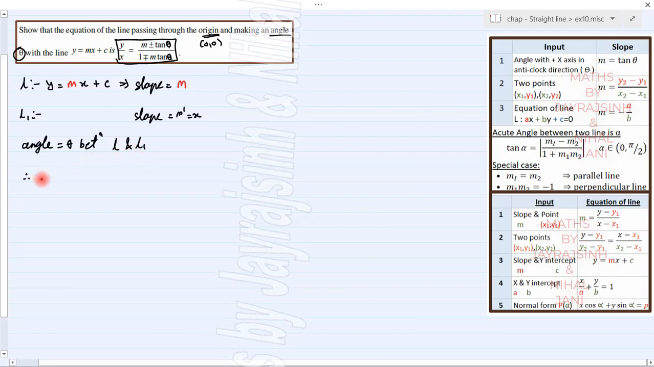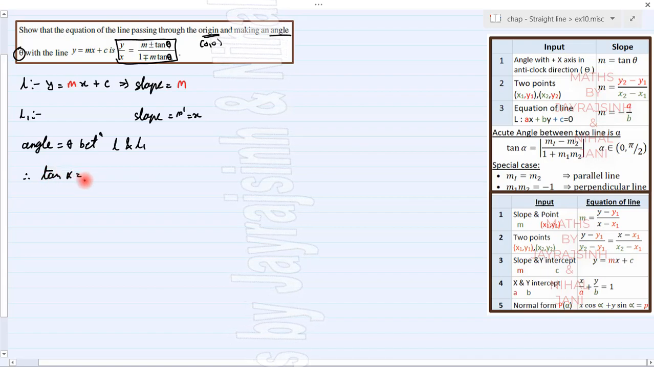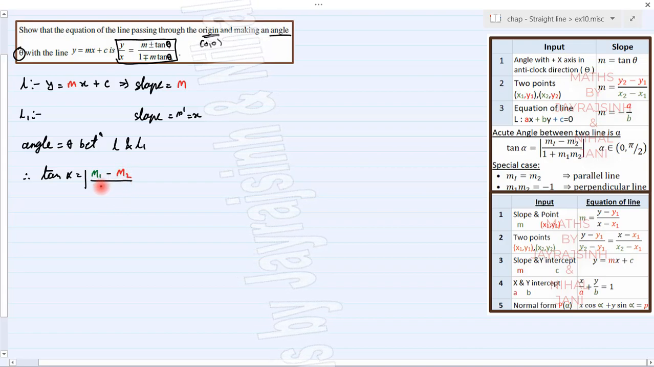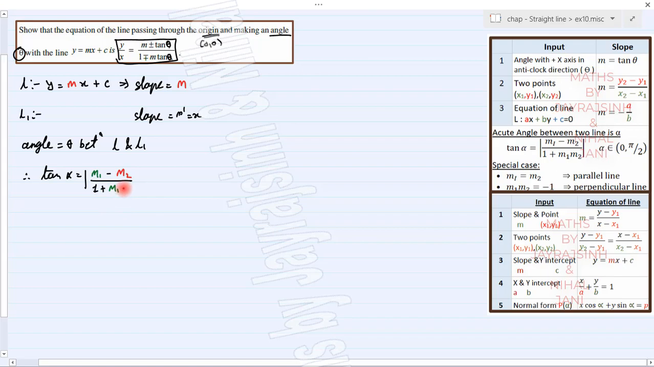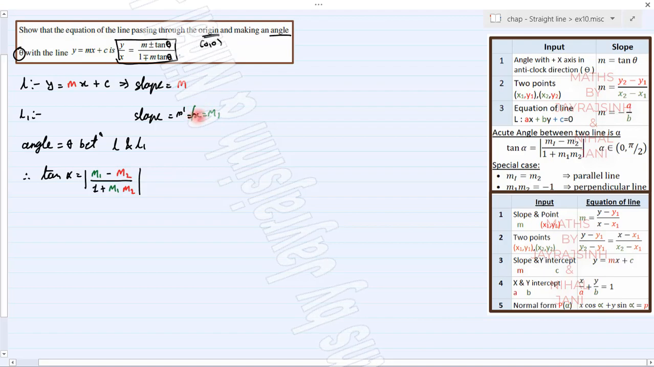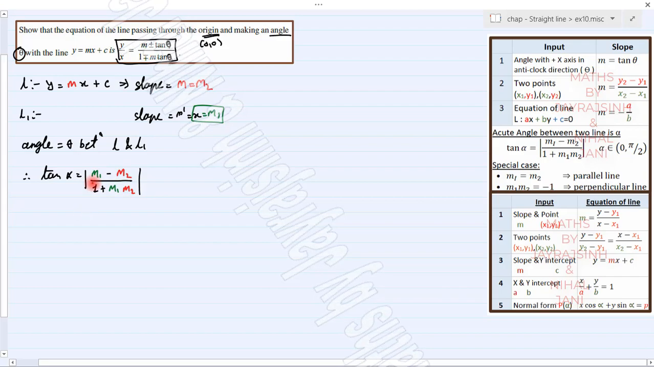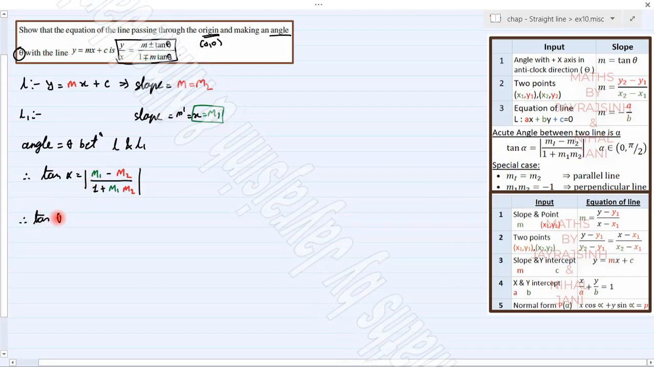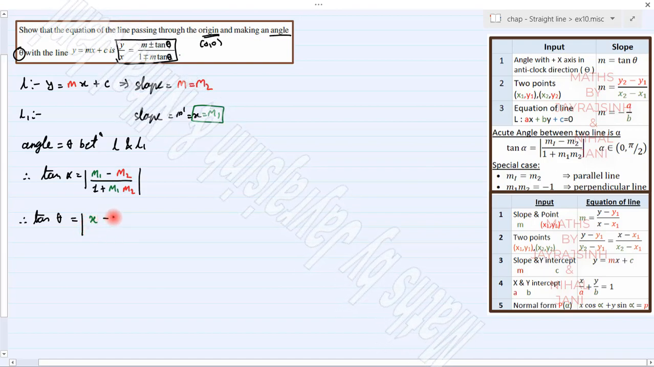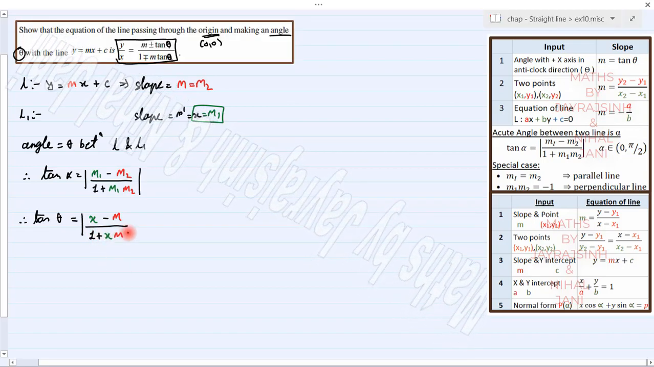So we can use the formula of angle between two lines, which is tan alpha is equal to mod of (m1 minus m2) upon (1 plus m1 into m2), where your m1 is unknown for us, which is x, and m2 is given data as m, and we know that your angle is also given as theta. So we'll get tan theta is equal to (x minus m) upon (1 plus x into m).